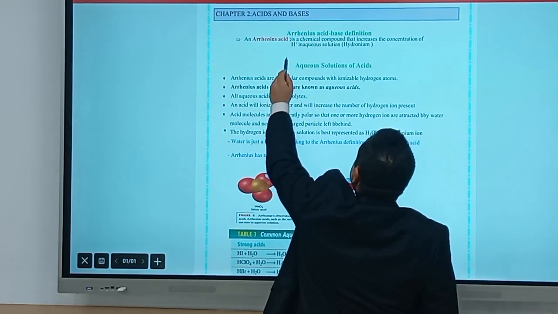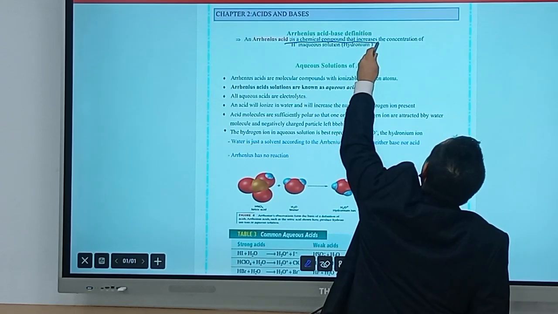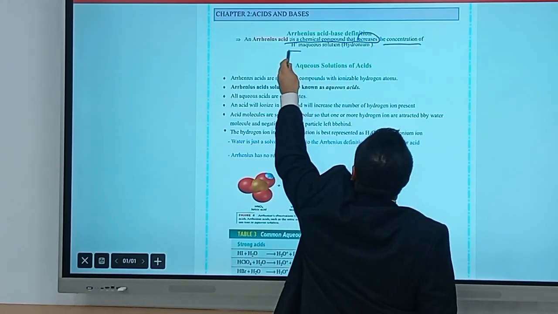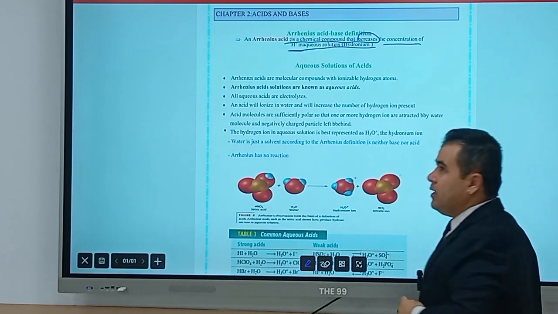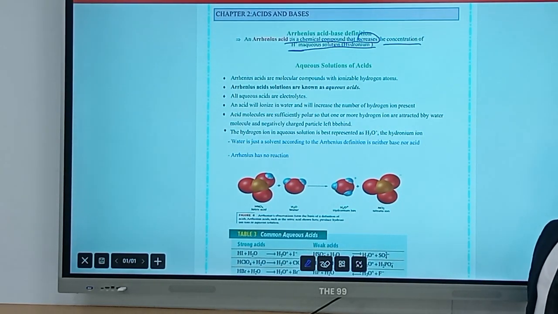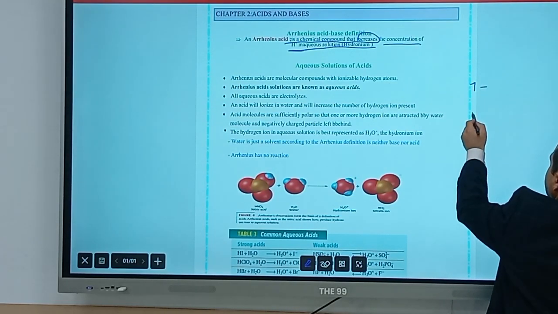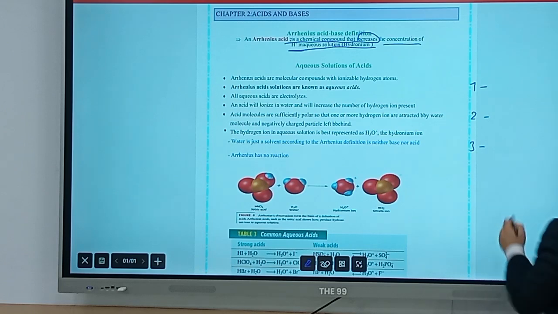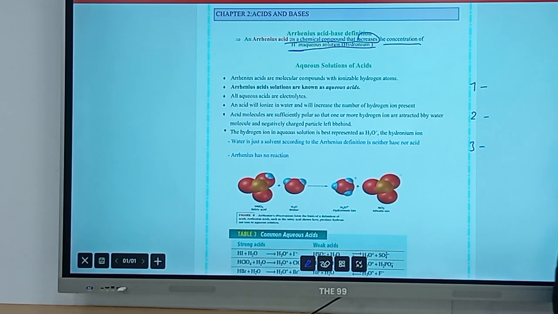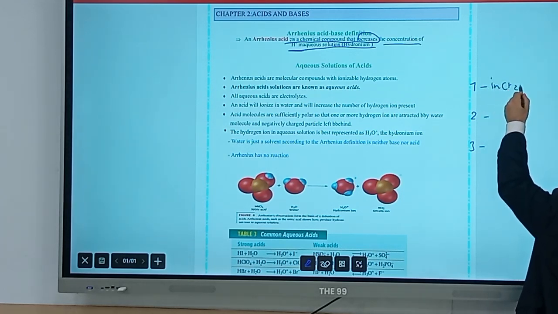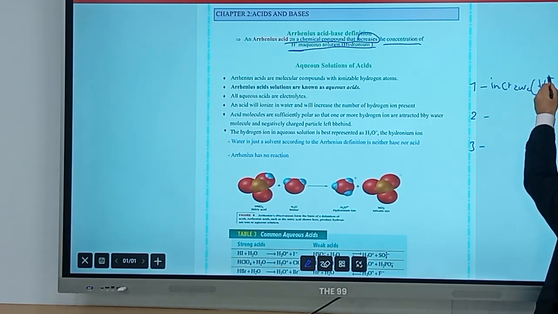Guys, an Arrhenius acid is a chemical compound that increases the concentration of protons, or we can say hydronium, in aqueous solution. But the Arrhenius definition has some restrictions, 3 conditions, that an acid must meet in order to be an Arrhenius acid. First of all, it must increase hydronium concentration.